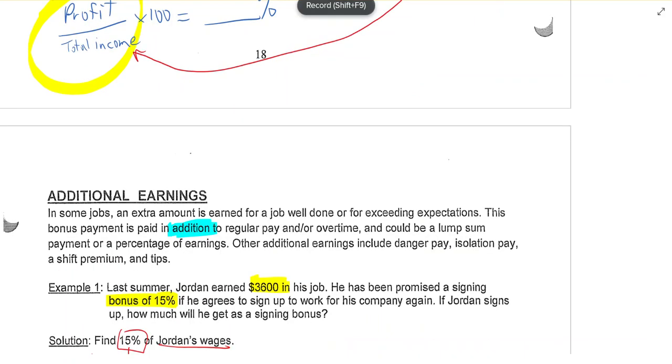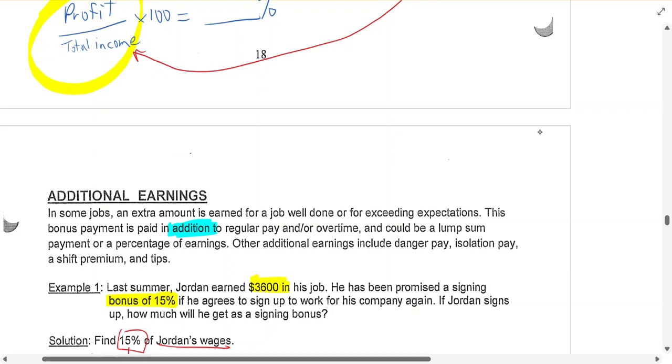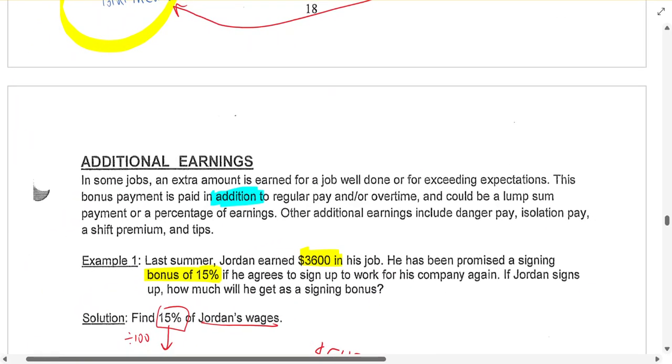Okay, today's notes are additional earnings. This one's going to be a little more complicated, very similar to what we've done, but slightly different. Often you get paid for overtime, but you also sometimes have shift premiums. So we have regular pay, overtime, and sometimes a percentage of earnings like a bonus. Maybe you get danger pay, isolation pay for working up north, shift premium for taking bad shifts like on weekends or in the middle of the night, and of course tips. These are actual earnings that can increase your pay, and we're going to talk about those.